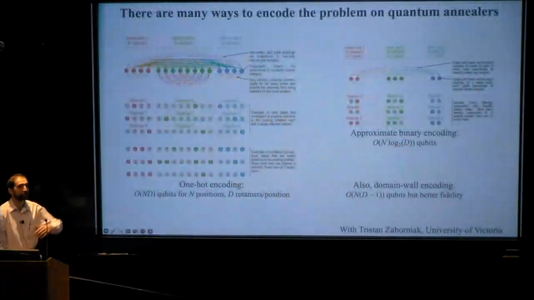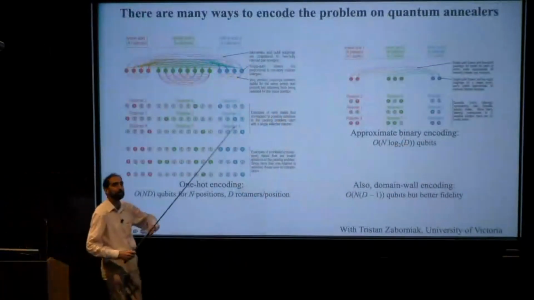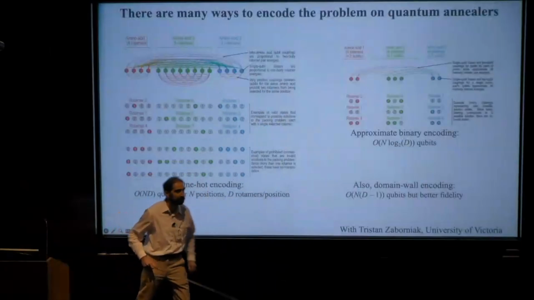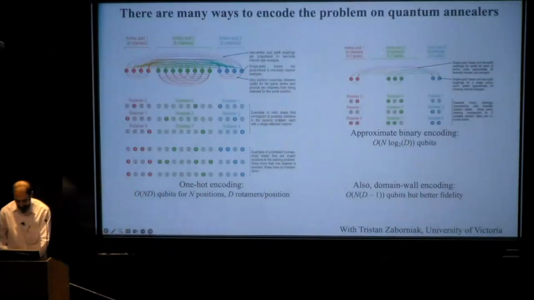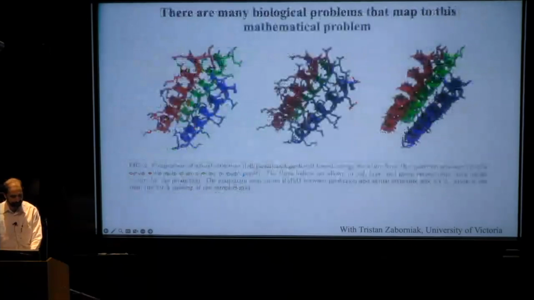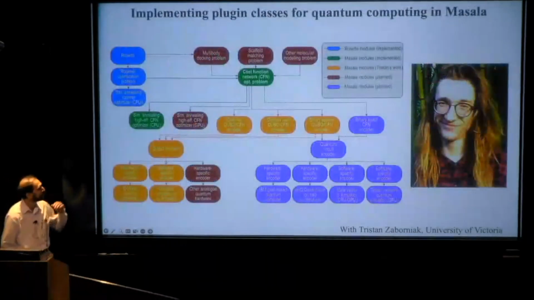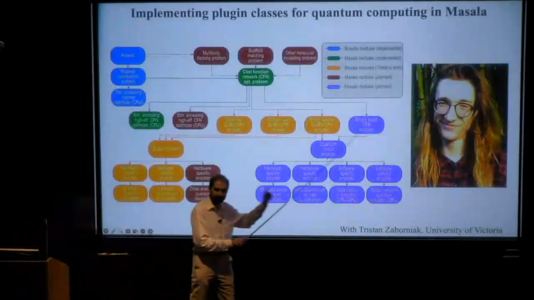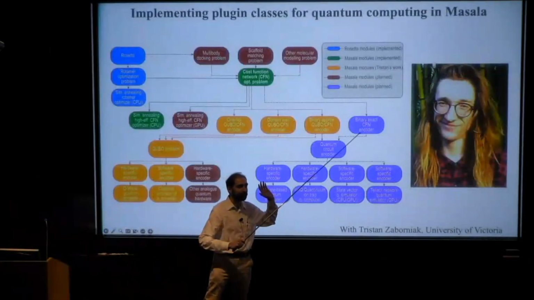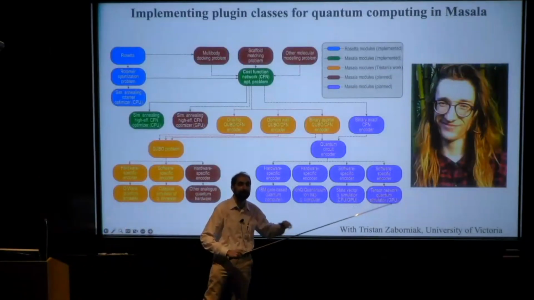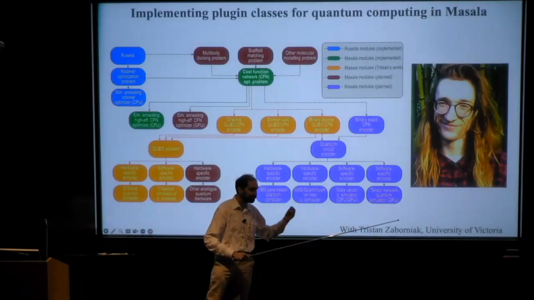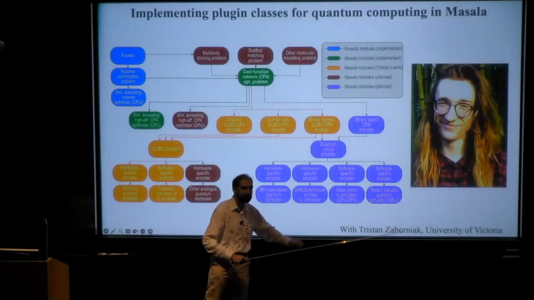We now want this in C++ code so that we can use it in our existing pipelines. And there are also many, many ways we can map the problem to quantum annealers and quantum computers, and there are many other biological problems that can map to this. So Tristan's project over the summer, he was a very bright intern who did not have a lot of software engineering background, but had a lot of background in quantum computing and in biochemistry.